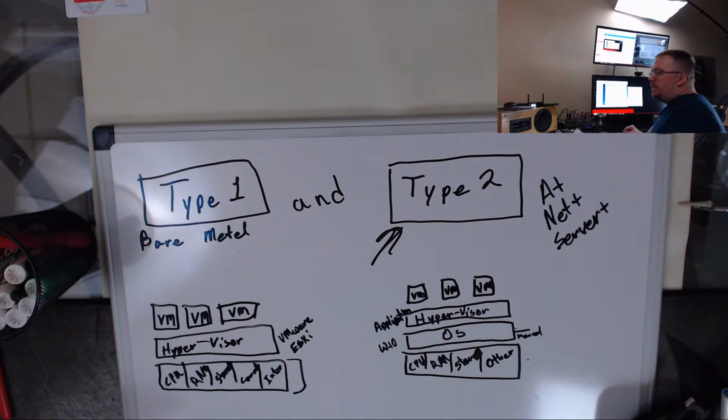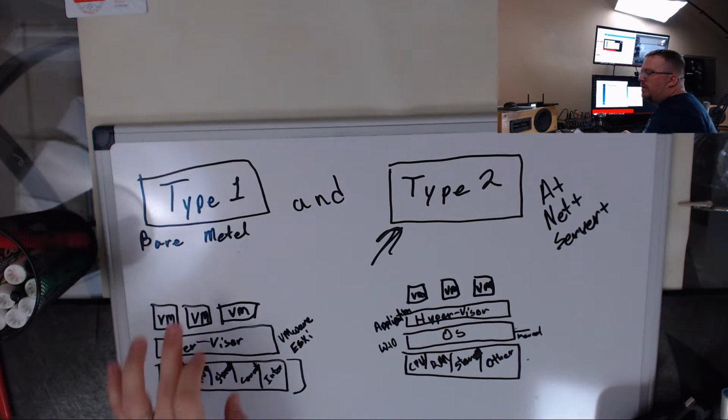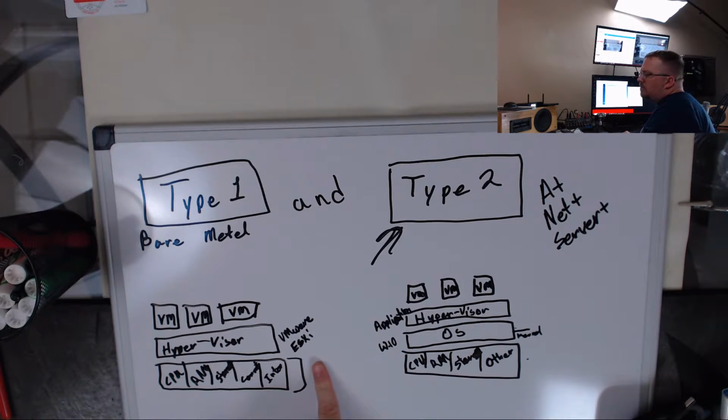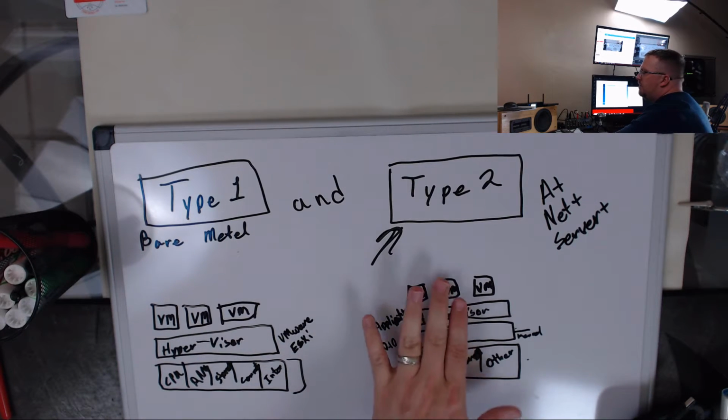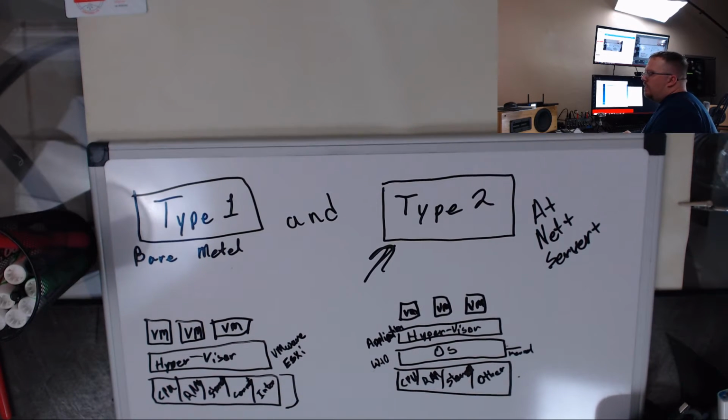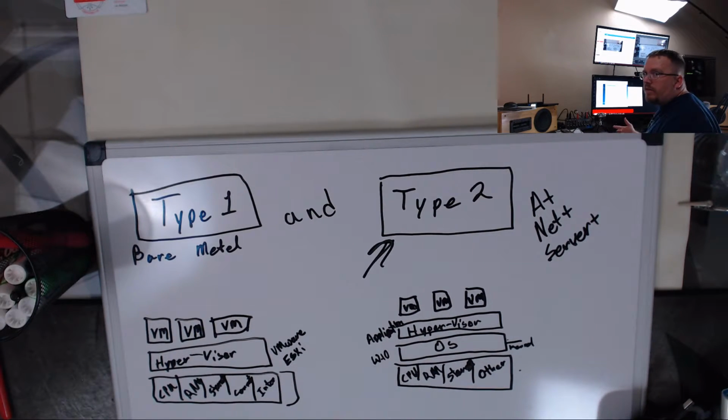So again, we have type 1 and we have type 2. If we had a bare metal machine with no OS on it, the hypervisor would sit on top of the hardware and the VMs would run on top of that. That would be if you were using something like VMware ESXi. What we're using is a type 2, which I use for my test environment, for when I'm preparing for a test or studying.